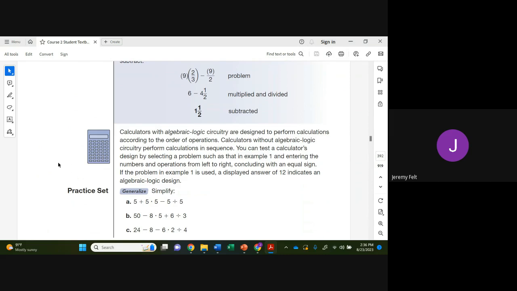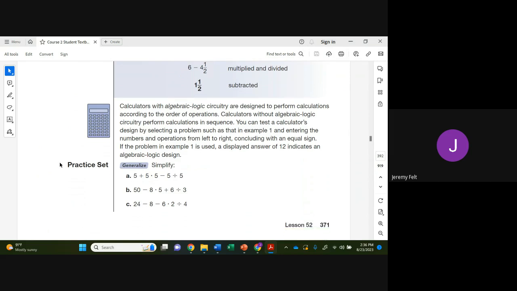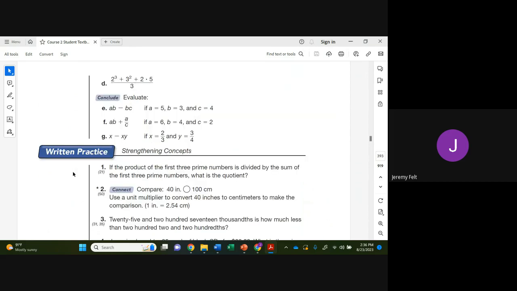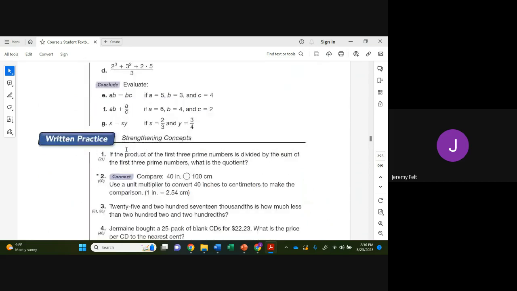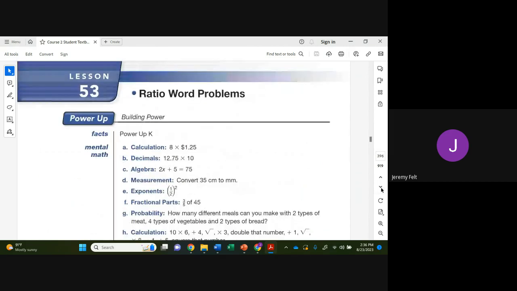So you can do it in your calculator. Sometimes it's easier to do it in chunks, like do the first part and then divide that answer by whatever is in the denominator. But we can do this in our calculator. It's just sometimes you get an incorrect answer, as I'll show you in class. And also our calculator distinguishes between the negative symbol for negative numbers and the negative symbol for subtraction. Practice set we'll go over as a class.